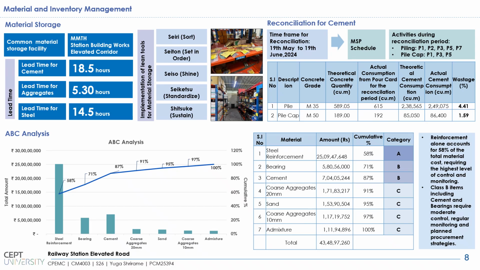For the reconciliation of cement, the time frame considered is 1 month, and the methodology followed is based on the MSP schedule. The activities done under this period were identified. To come up with the theoretical quantities, the dimensions from the drawings were taken, and for the actual consumption, the pour card quantities were taken. Accordingly, the actual and theoretical consumption were compared and the wastage was computed.